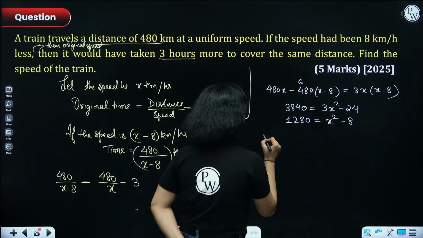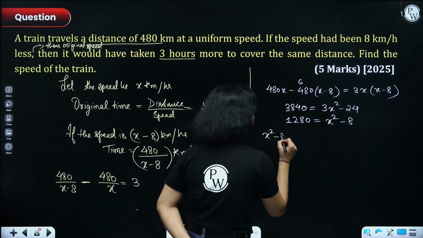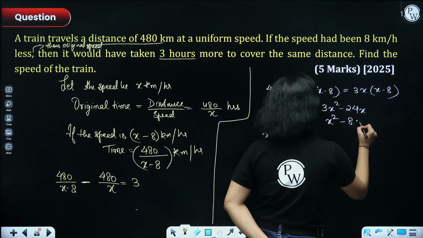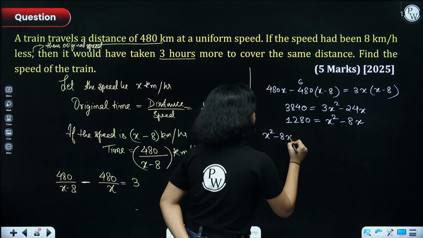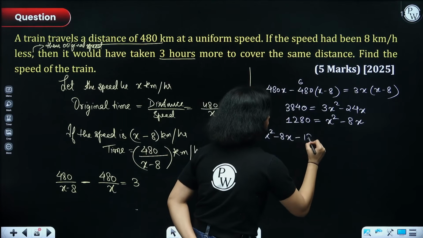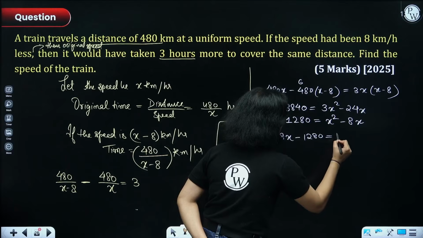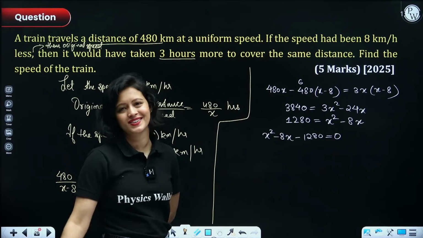So let's rewrite this, everyone. We'll get x square minus, here we have x also, I'm so sorry. x square minus 8x minus 1280 is equal to 0. This is our quadratic equation.